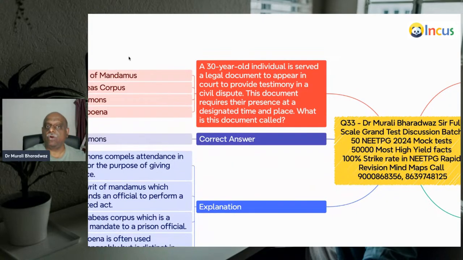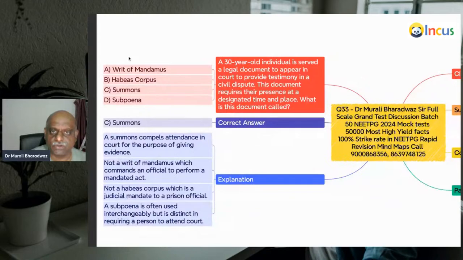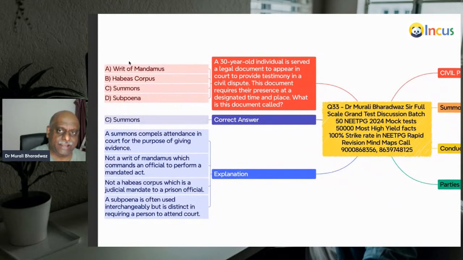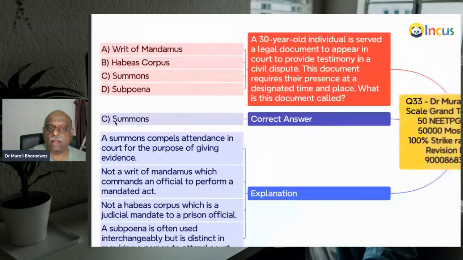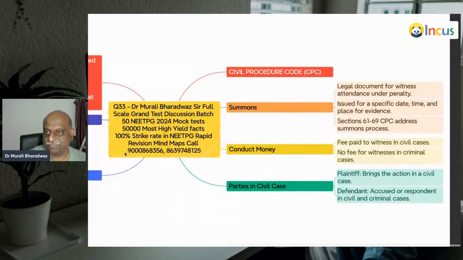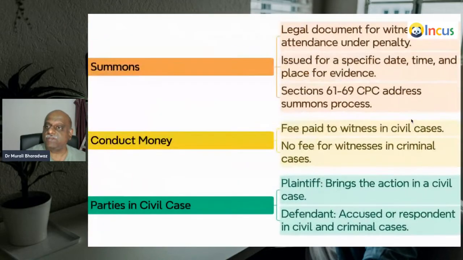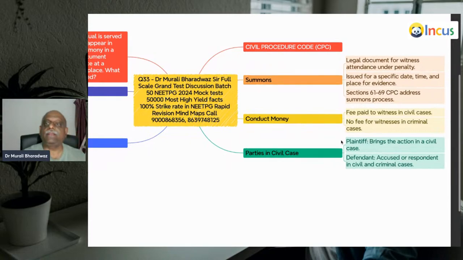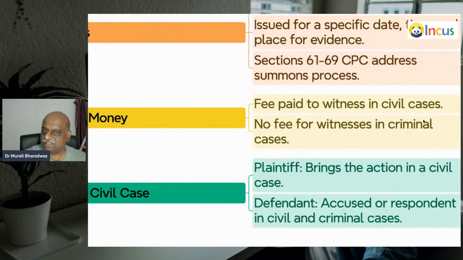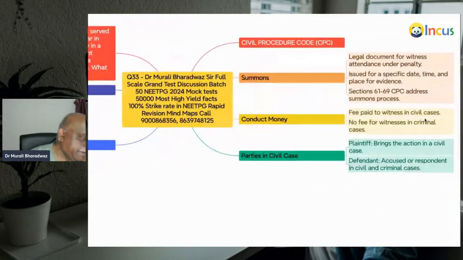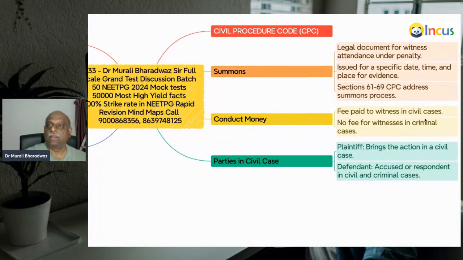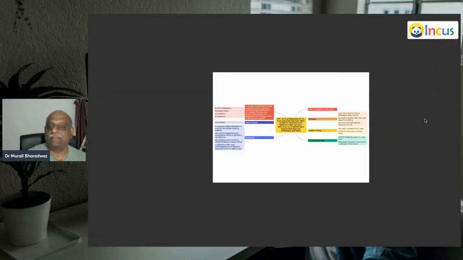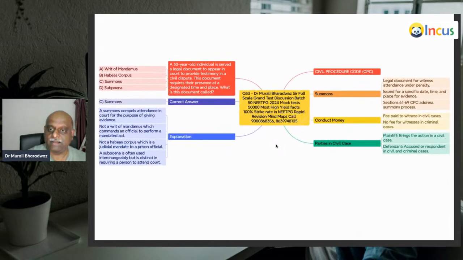Now, a 30-year-old is served a legal document to come to the court to provide testimony in a civil dispute. What is that called? It's called summons. Section 61 to 69 CPC address the summons process. So what is conduct money? Fee paid to a witness in civil cases, whereas in criminal cases, no fee is paid, is what you have to remember.